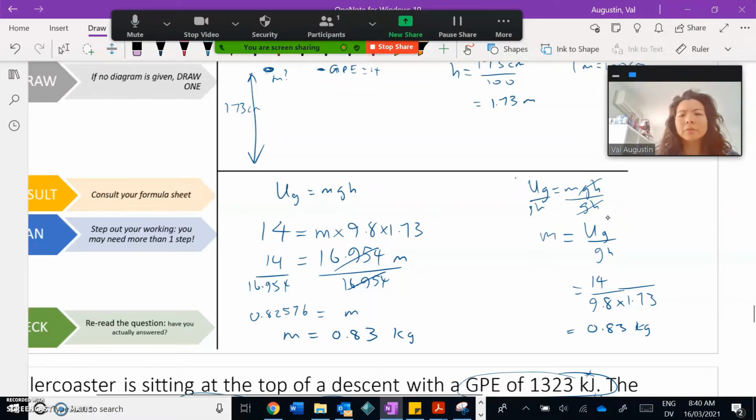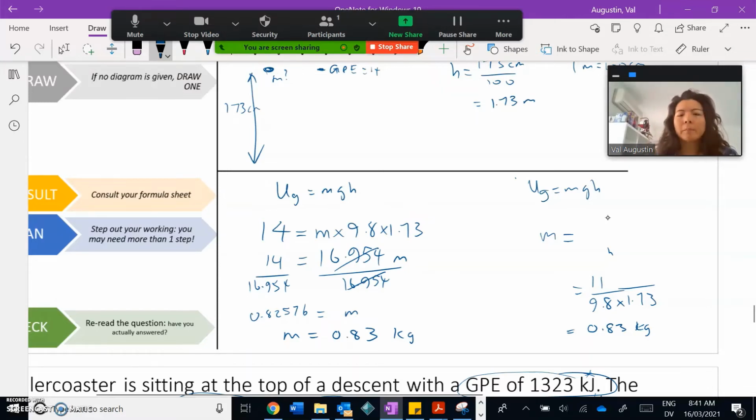I think I'll just see if I can write these out to get this going. We start with the original equation, UG equals mgh, and we want to get m to be the subject. So we're going to divide by gh on both sides. There is a bit of lag, but hopefully it will catch up. Perfect. If you divide by gh, that gets rid of the gh on the mass side, and I end up with UG divided by gh on the other side.